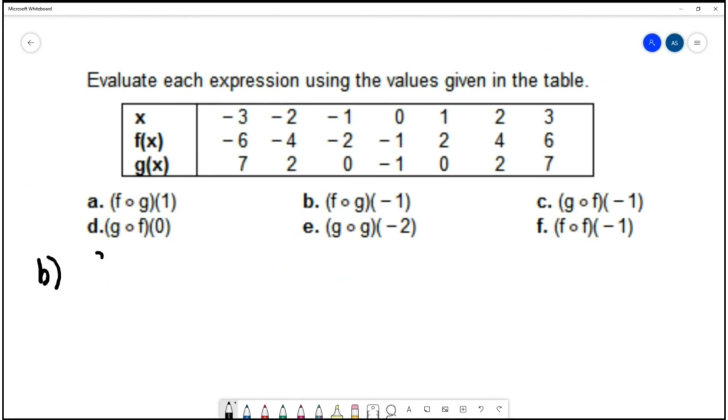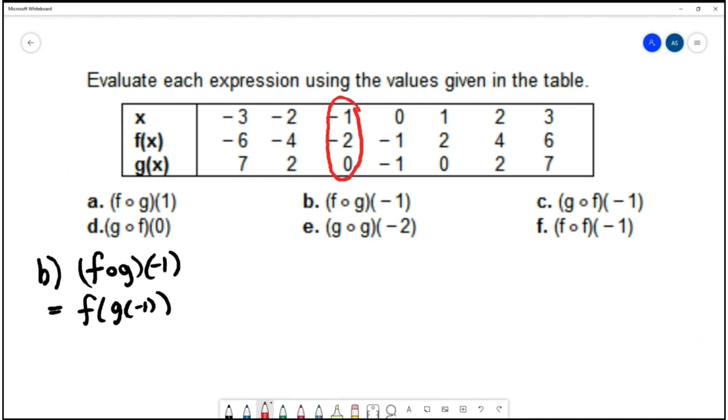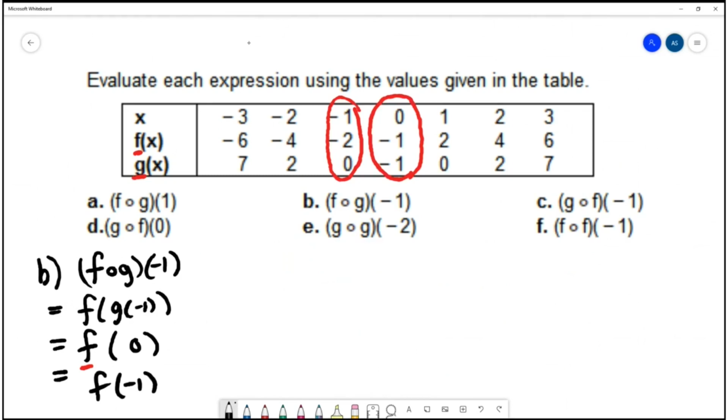So in part B, we want to find f composed with g of -1. This is f of g of -1. And on my x, I have -1, and my y is 0 for the function g. I have f of 0, and here I have an x of 0, and I want to focus on f. f of 0 is -1.